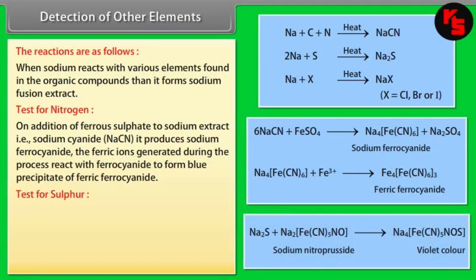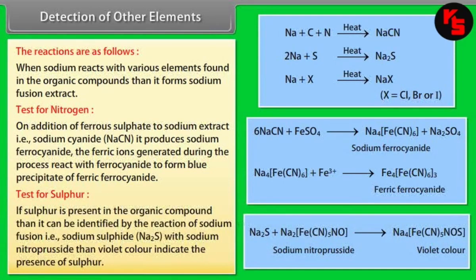Test for sulfur. If sulfur is present in the organic compound, then it can be identified by the reaction of the sodium fusion extract, that is sodium sulfide Na2S, with sodium nitroprusside. A violet color indicates the presence of sulfur.